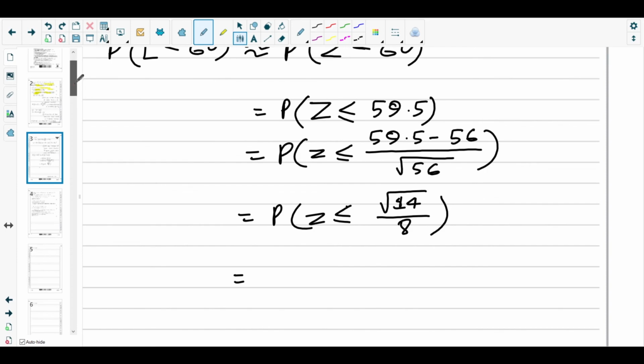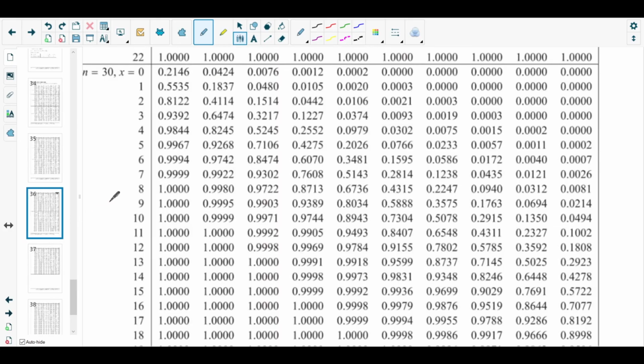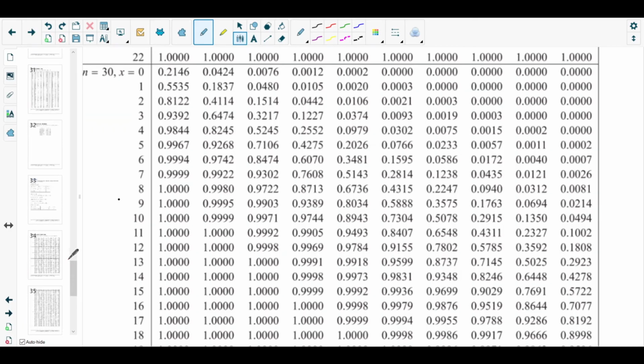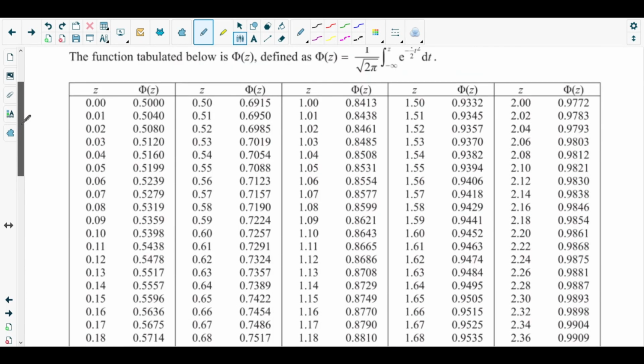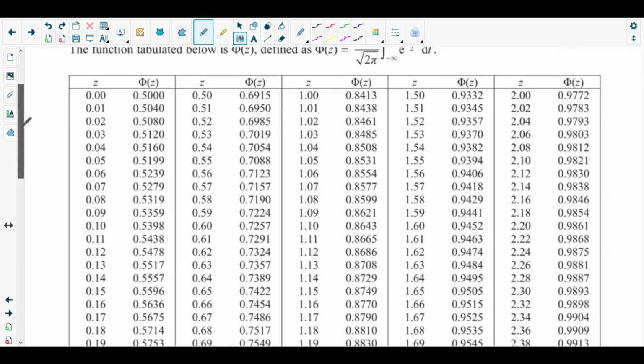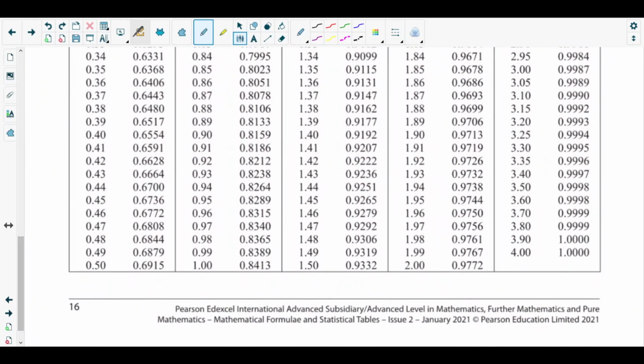If you have the ClassWiz fx-991EX calculator, then you can use the normal distribution function to find the probability. If you don't have it, then you can find it from the distribution table. I'll show you both processes. So it is 0.47, which is 0.6808 in the table.